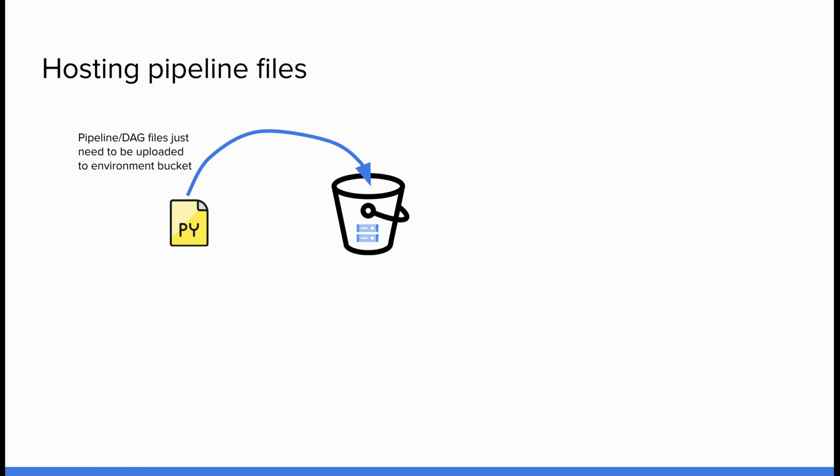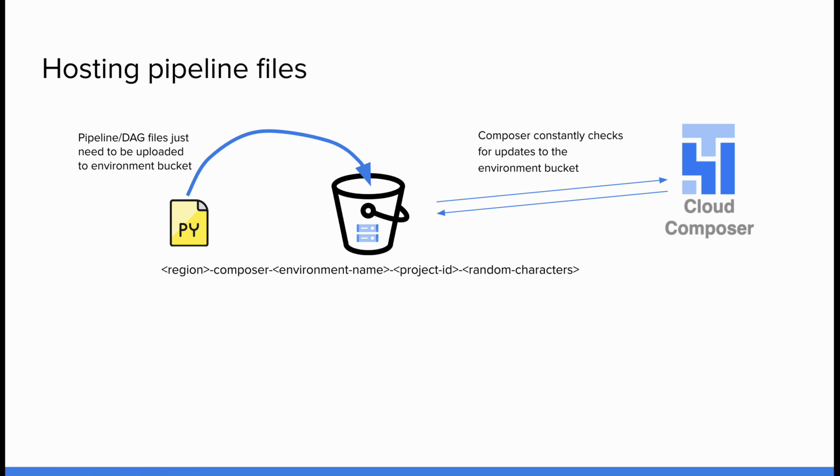Composer is automatically configured to look for files in this bucket. In fact, the bucket's name is always in a specific format, which you can see at the bottom of the graphic. Meanwhile, Composer is essentially constantly checking for updates to this bucket. So when we upload our file, it's immediately detected by Composer and ready to run if we want to.